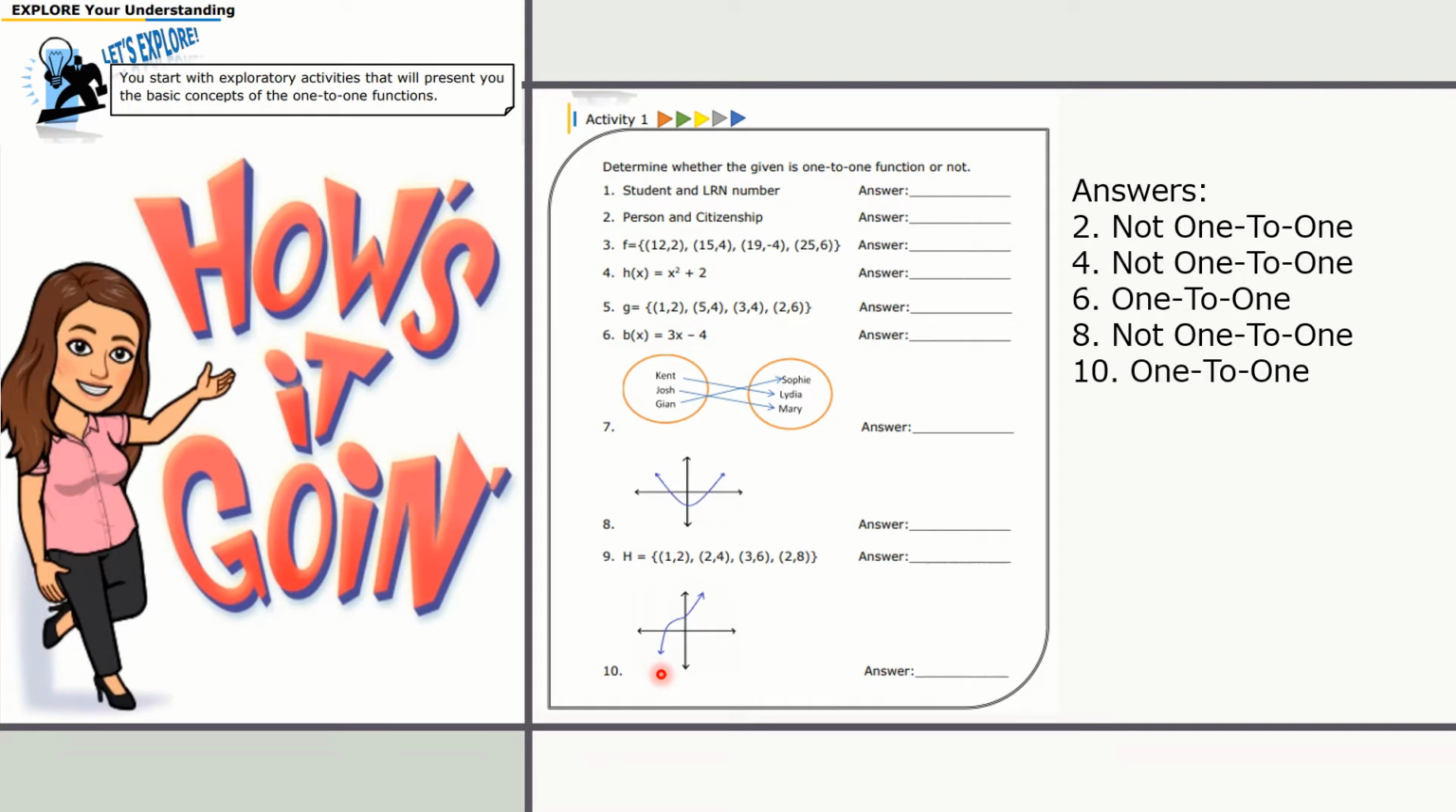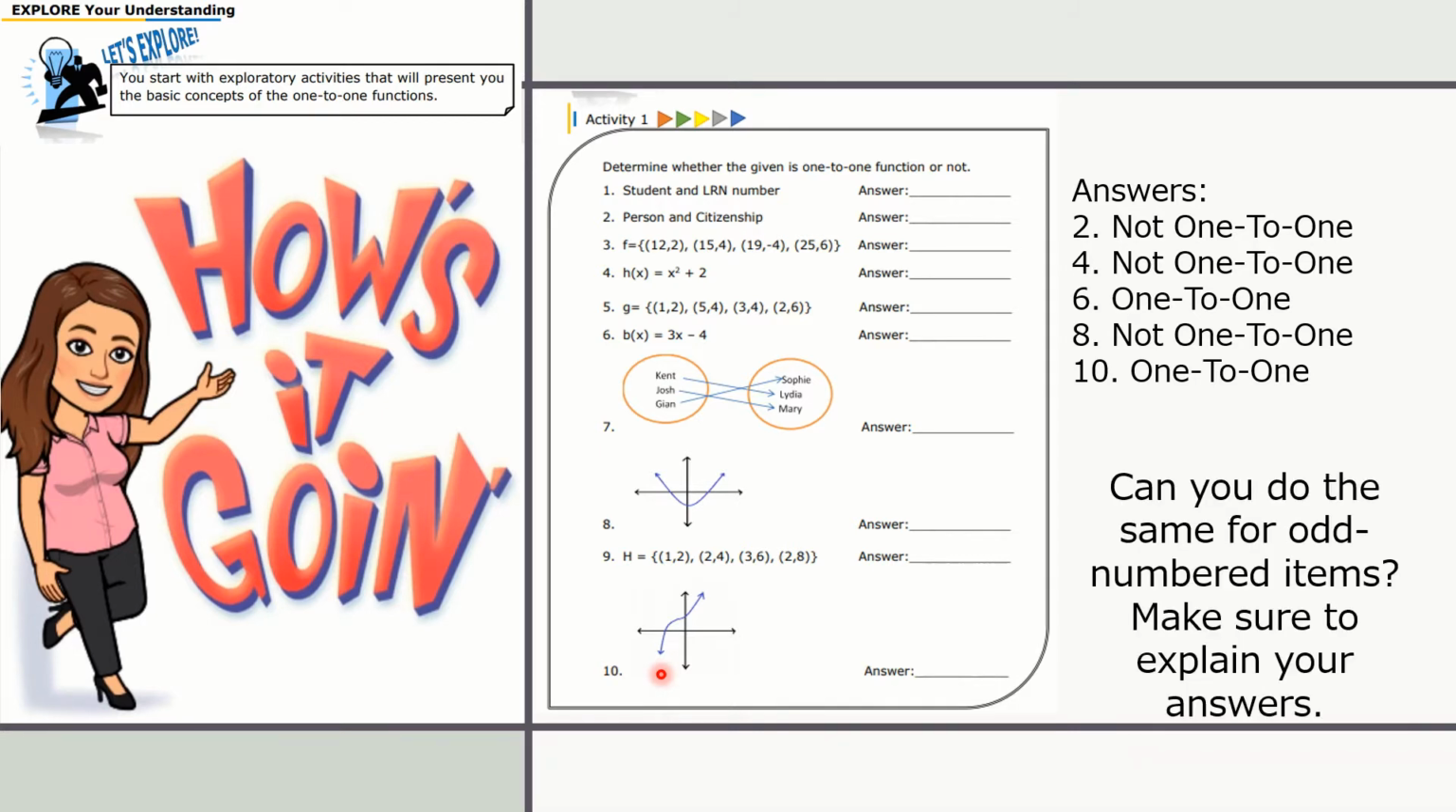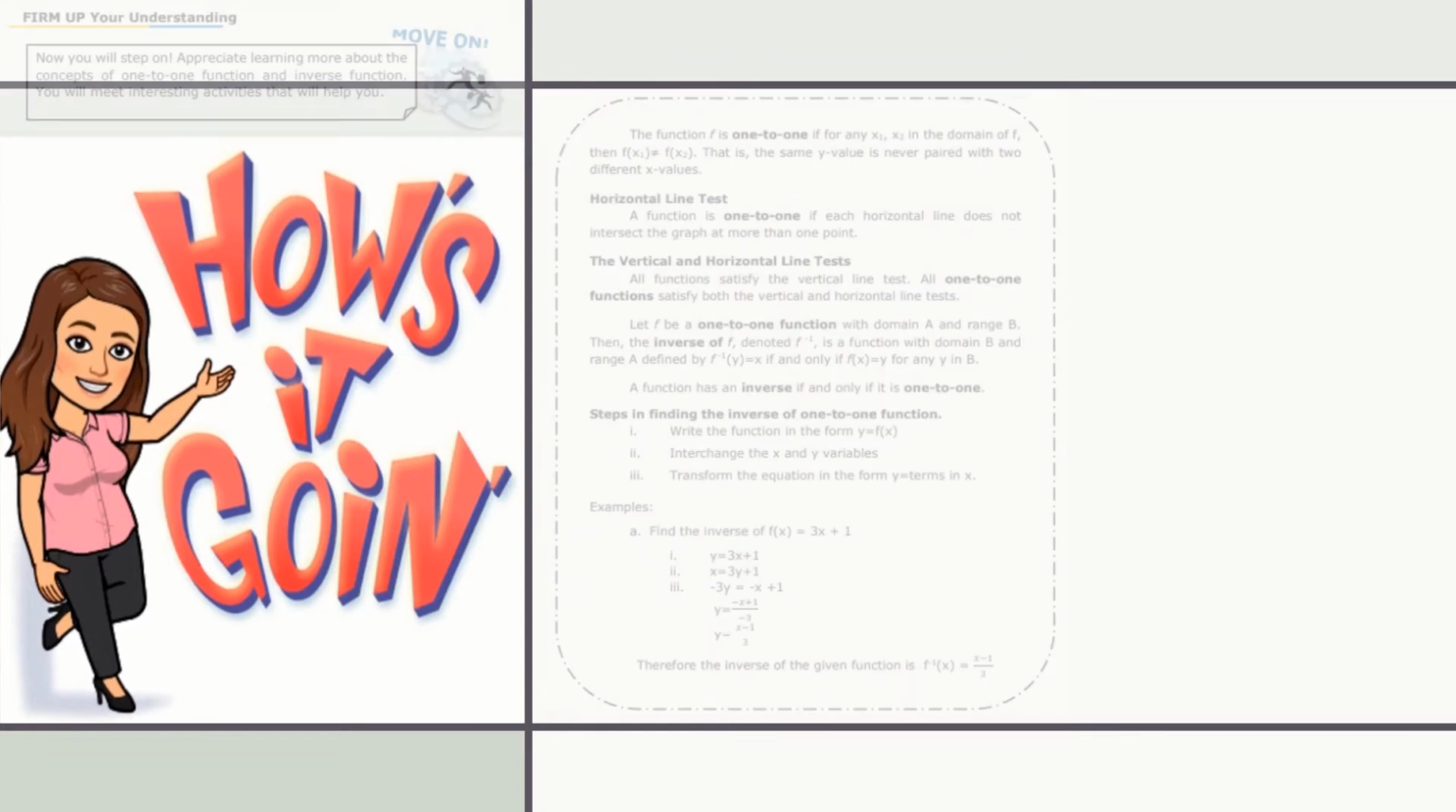Now that we have discussed the reasons for the answers for the even numbers, can you do the same for the odd number items? Make sure to explain your answers. You can pause this video, watch it again if you want to fully grasp the concept of one-to-one. But if you understood that, let's go on to the next.